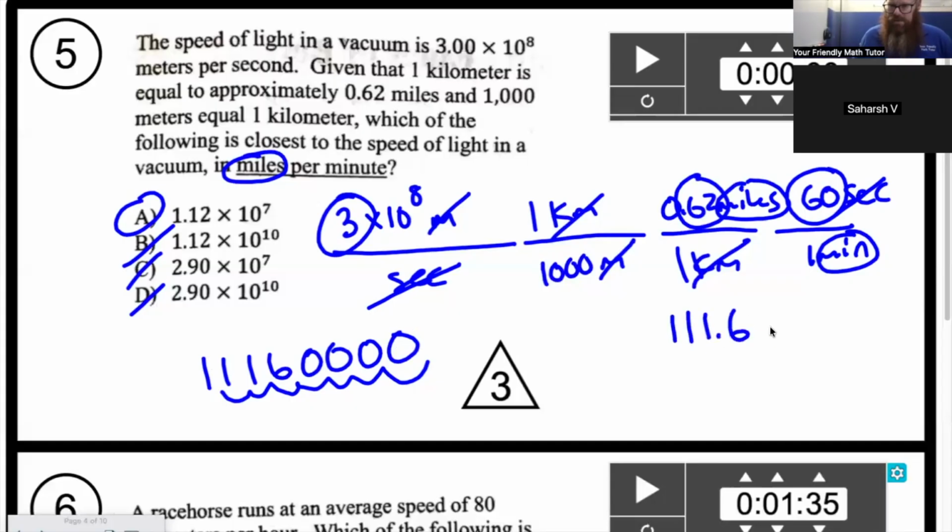That's 111.6 times this 10 to the eighth. This is really 10 to the third. So you just get 10 to the fifth.